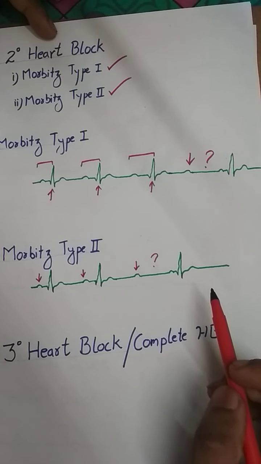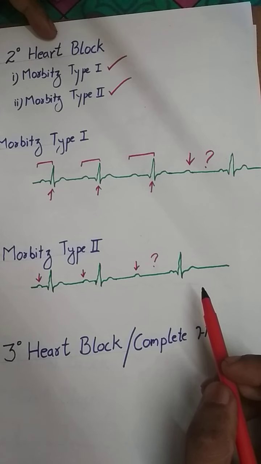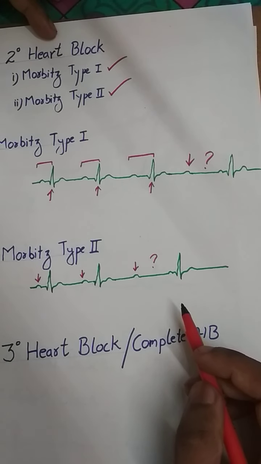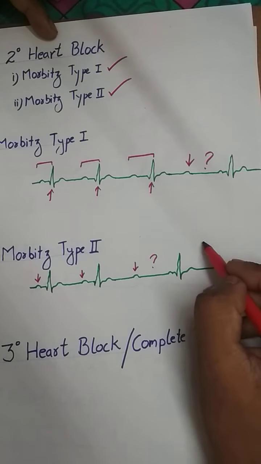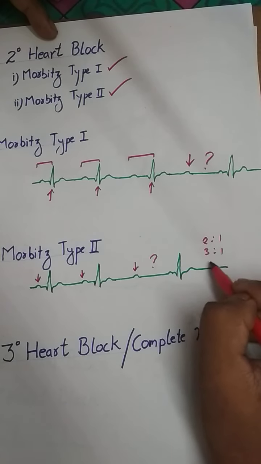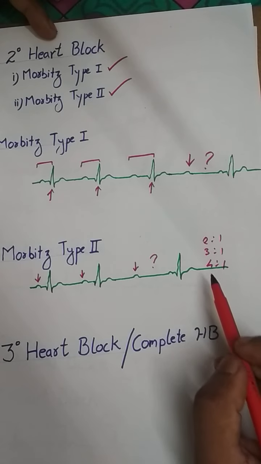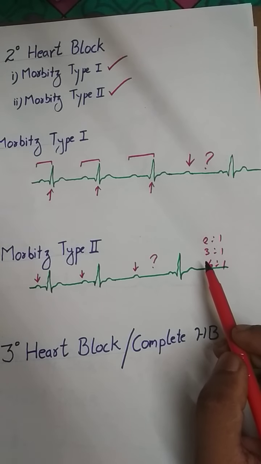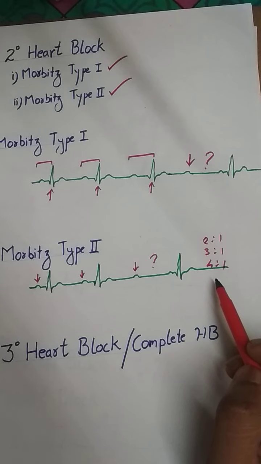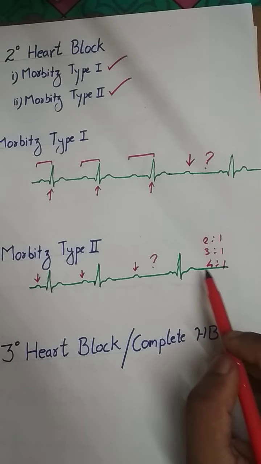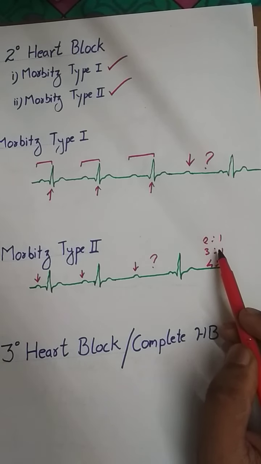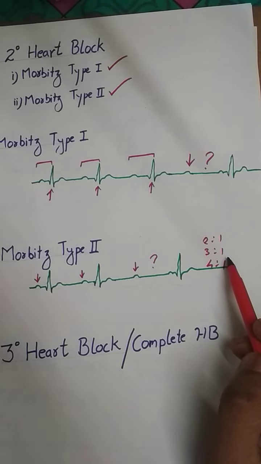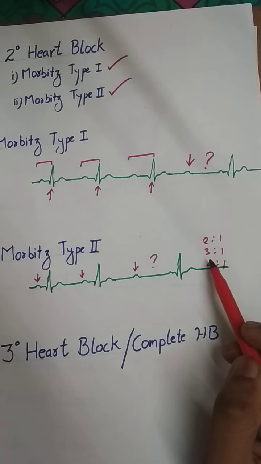So Mobitz type 2 can be of different types. It can be of subtypes. They can be 2:1 or 3:1, even 4:1. So what does that mean? Mobitz type 2 of 2:1 type, 3:1 type, 4:1 type. This simply means that 2:1 means 2 P waves per QRS complex, 3:1 means 3 P waves per QRS complex. So these are the subtypes.